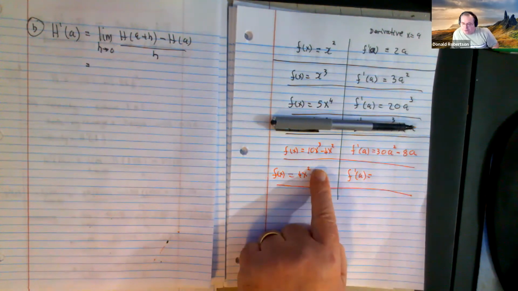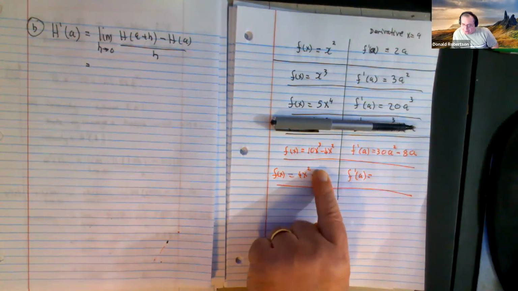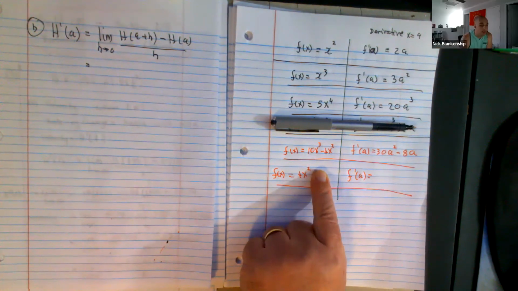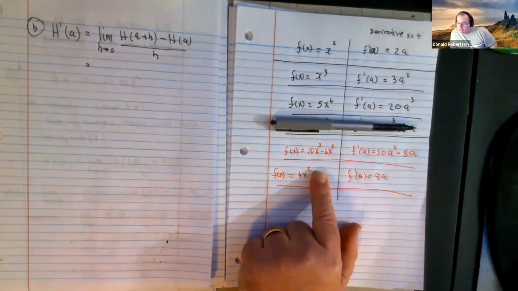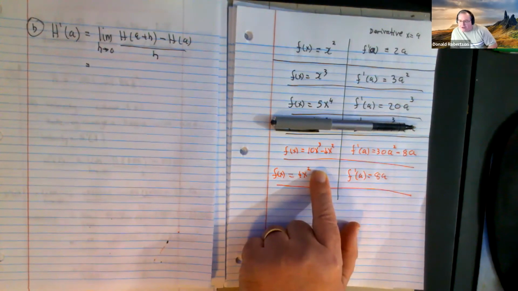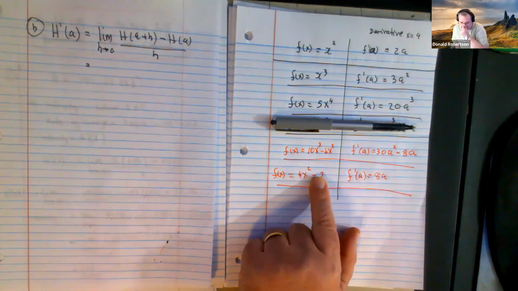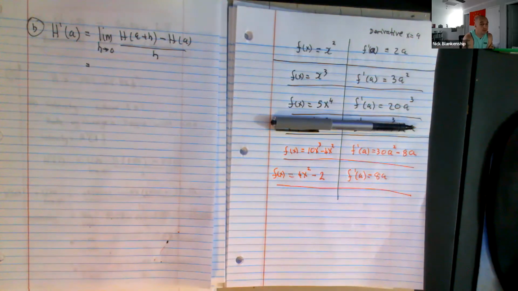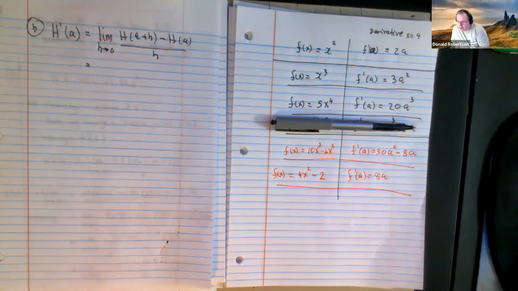Okay, what will the 4x squared get me? 8x. And that is then turned into 8a. Agreed? What will the number -2 get you? 0. Agreed. Now, if you think, well, how does that become 0? Everything else turned into something, but why did that -2 just disappear to 0?